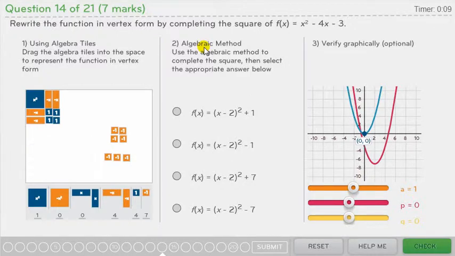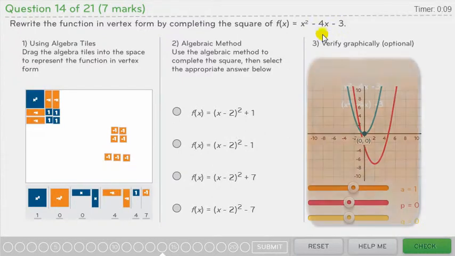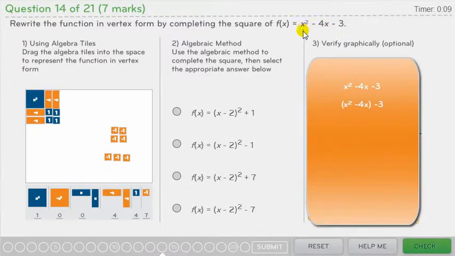So the second method that we can use is the algebraic method. So the first step in the algebraic method is to move our constant away from our variables. So we're going to isolate our variables. Then we're going to say what's half of negative 4. So half of negative 4 is negative 2, and negative 2 squared is positive 4. So I'm going to add a positive 4 and a negative 4.